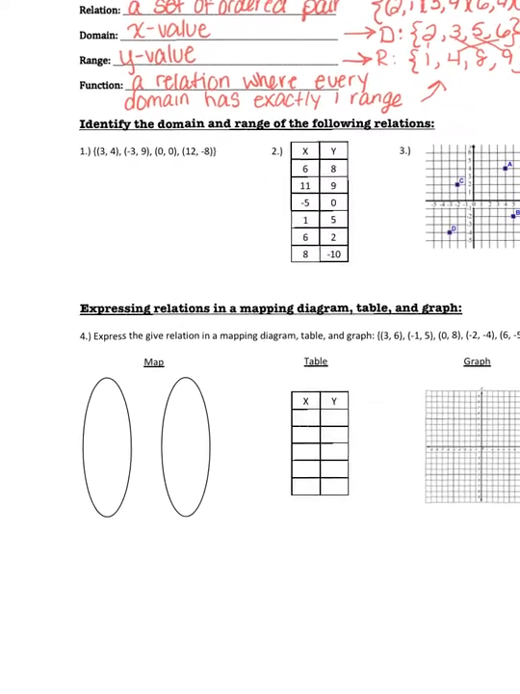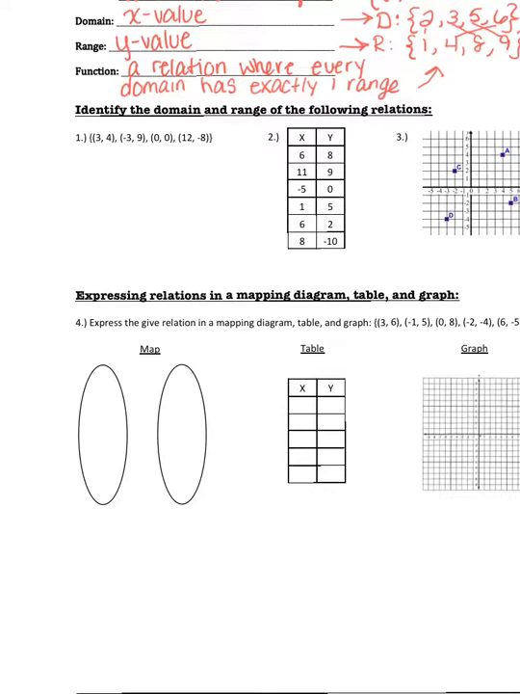So then in number 1, all we're going to do is identify the domain and range of that relation. So let's see, my domain would be, let's say we'd start with -3, then 0, then 3, and then 12. And then my range would be -8, 0, 4, and 9. For number 2, it's nicely organized for us with the x's and the y's, so it's pretty easy. We just have to put it in least to greatest. So it'd be -5, then 1, 6.